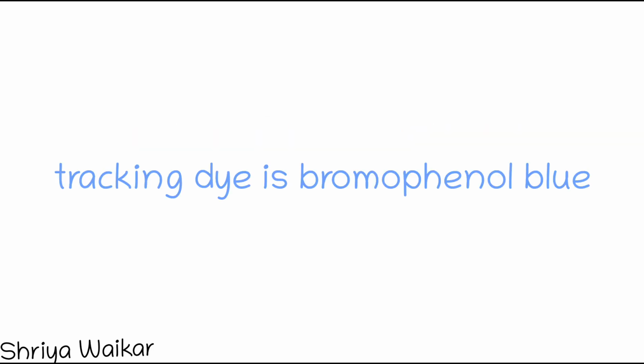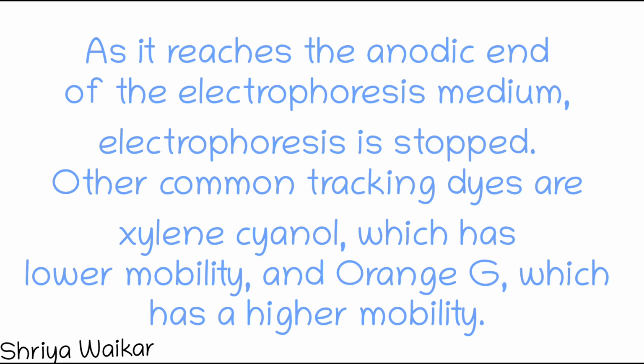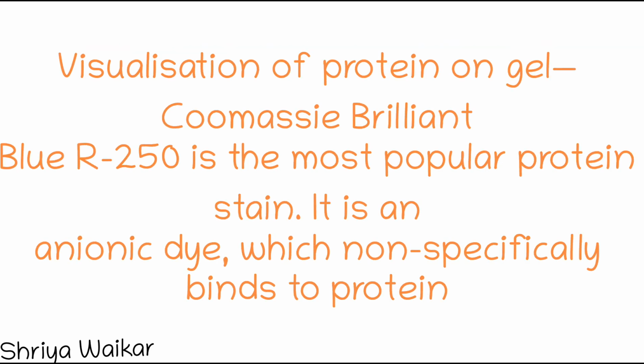This dye is colored at alkaline and neutral pH and is a small negatively charged molecule that moves towards the anode. Being a highly mobile molecule, it moves ahead of most of the proteins and nucleic acids. When it reaches the anodic end of the electrophoresis medium, electrophoresis is stopped. Other common tracking dyes are xylene cyanol, which has lower mobility, and orange G, which has a high mobility.